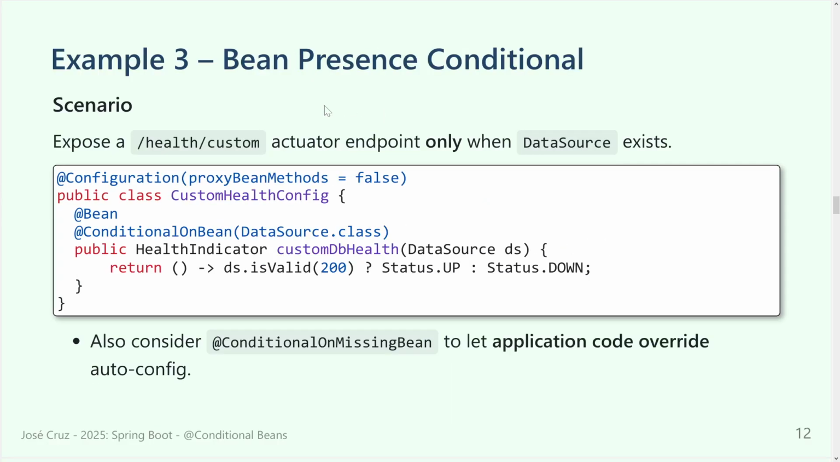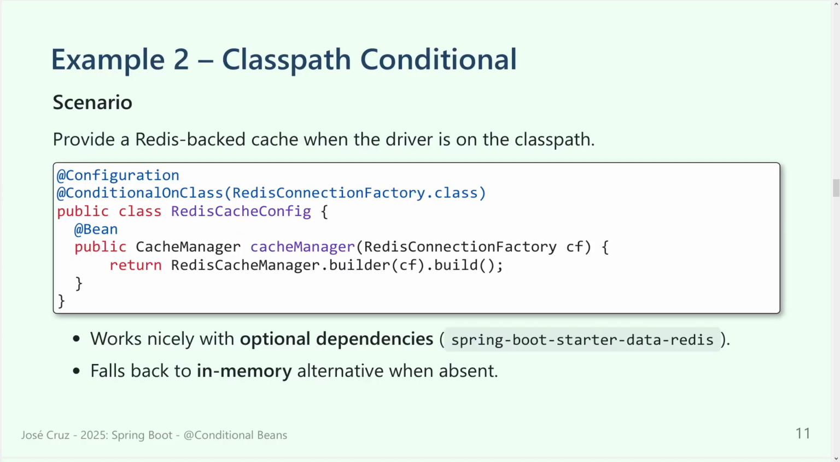Okay, another scenario, bean presence on conditional. In this case, we are putting a conditional on the bean, not on the configuration class. So here you have conditional on bean DataSource class. This DataSource is not a class, it's a bean. In practice they work quite the same, but a class is just a class. It doesn't have to be a bean.